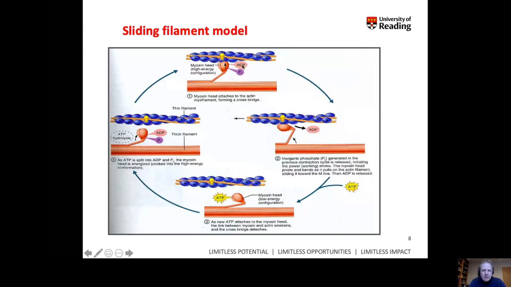When it's occupied by ADP and phosphate, the bridge is formed and the filaments can't slide. As phosphate and ADP are released and replaced by the energy source ATP, the bridge breaks down, and the filaments can slide over each other and initiate contraction. The whole process is then cyclical, because ATP is hydrolyzed and replaced again by ADP and inorganic phosphate. So we spent a little bit of time on that.